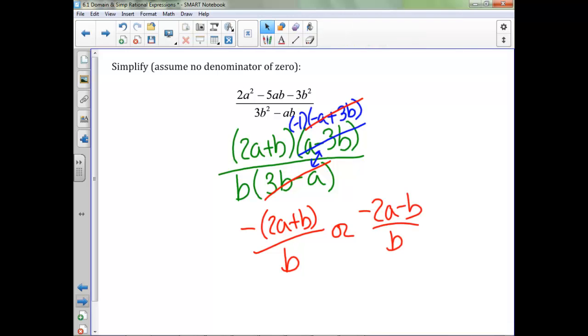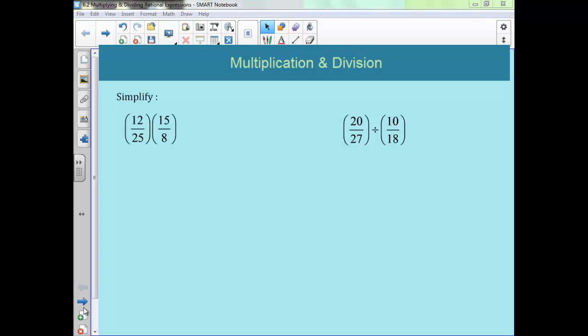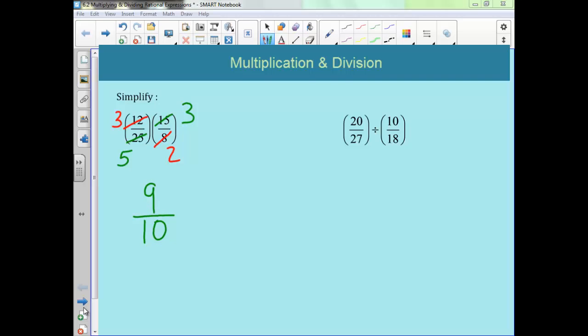Either one is fine. So let's start by just remembering how we multiply and divide fractions. So notice with these first two, the 12 and the 8, we can divide them both by 4, left with 3 and 2. And the 25 and 15, we can divide both of them by 5, and left with 5 and 3. And then you just multiply across, and we're left with 9 tenths.